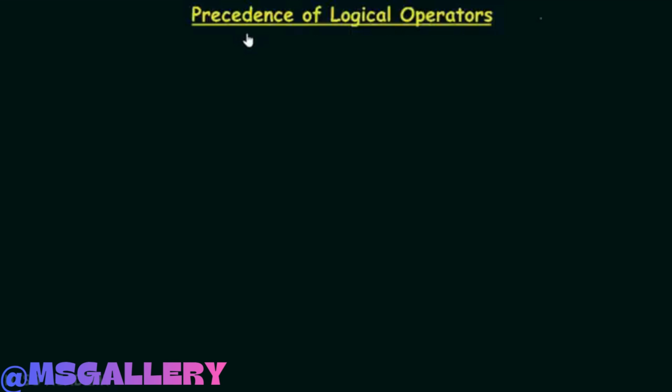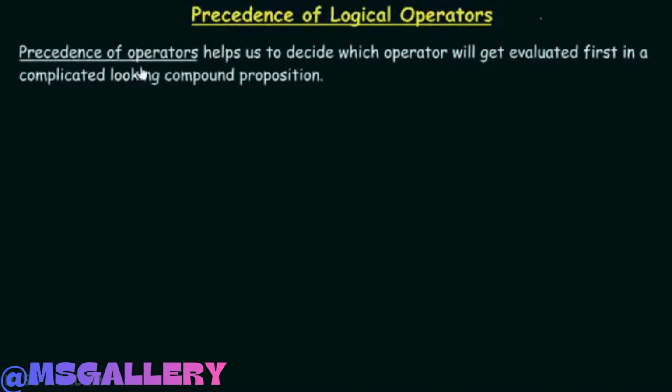In this lecture, we're going to talk about the precedence of logical operators available in propositional logic. Now let's try to understand why precedence is important. Precedence of operators helps us to decide which operator will get evaluated first in a complicated looking compound proposition. Now this is not very difficult to understand. Precedence helps us to decide which operator will get evaluated first.